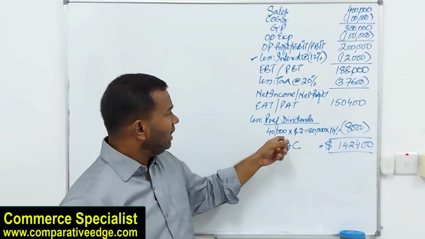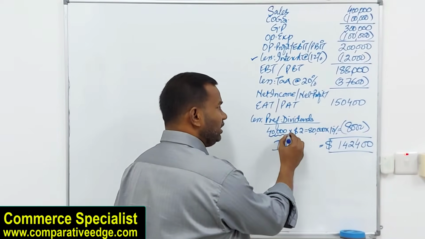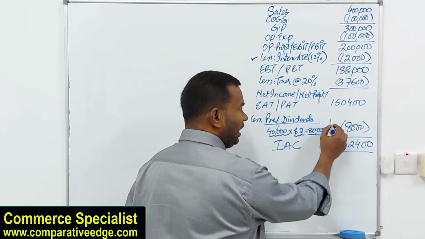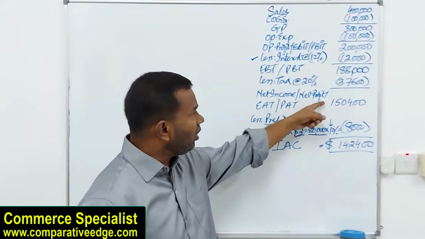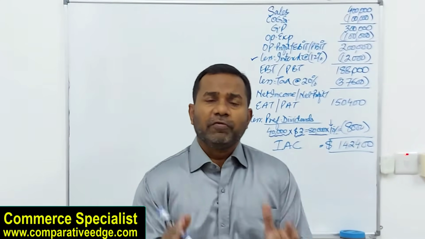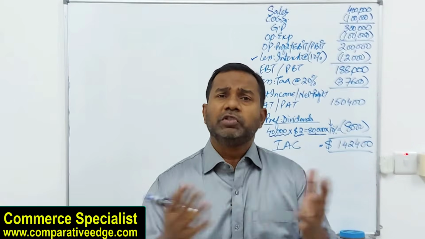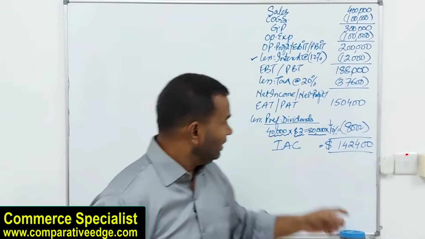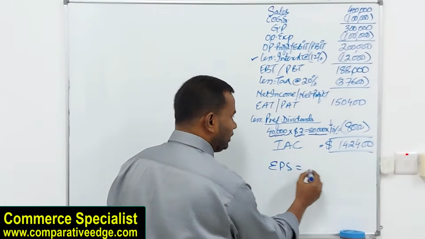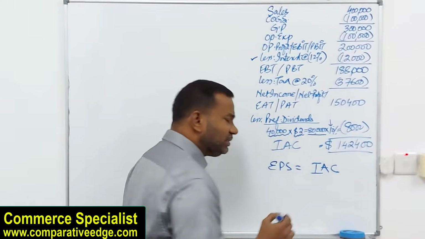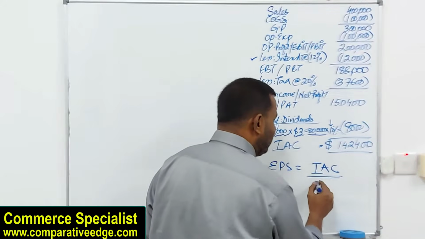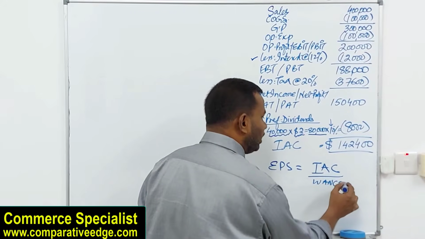So I'm assuming that we have 4,000 preference shares. Each share has a par value of 2. So when you multiply, you get the value of preference shares, and the dividend they carry is 10%. So from net profit, when you minus the dividends for preference shares, what you're left is the amount of profit available for ordinary shareholders or common shareholders or common stockholders. And this is the numerator. The formula for EPS, as I told you, is EPS is equal to IAC. IAC means income available for common shareholders, which is this amount. Divide by weighted average number of common shares outstanding.